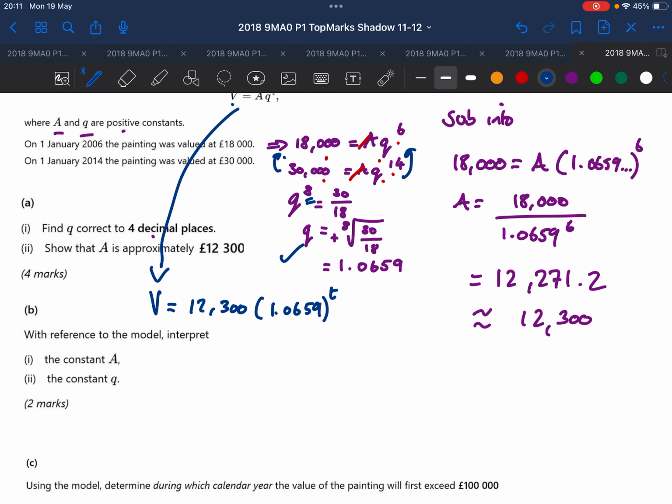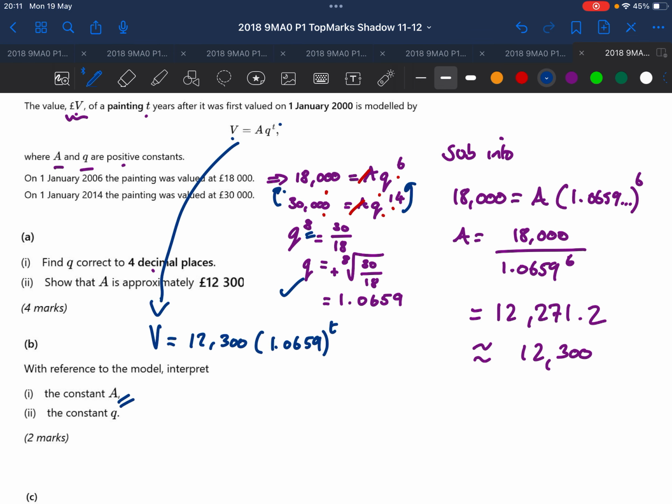Interpret the A value. So the question you want to ask yourself is, how do you get A? When is V equal to A?